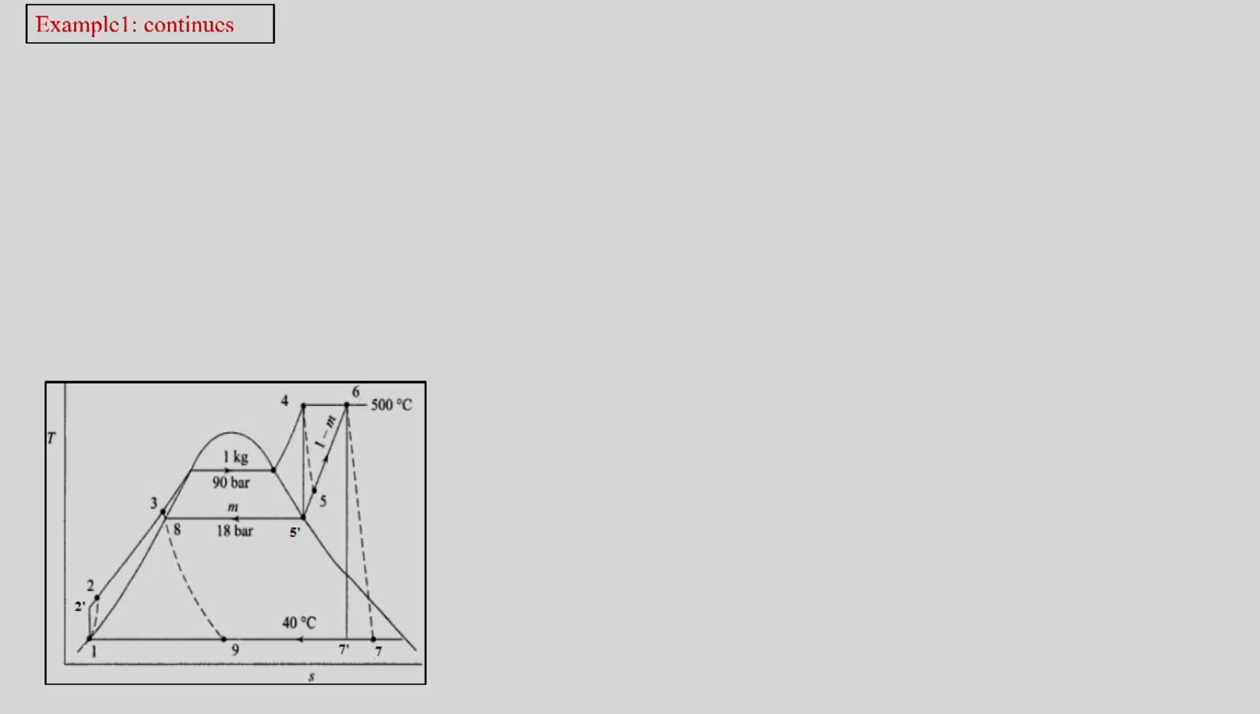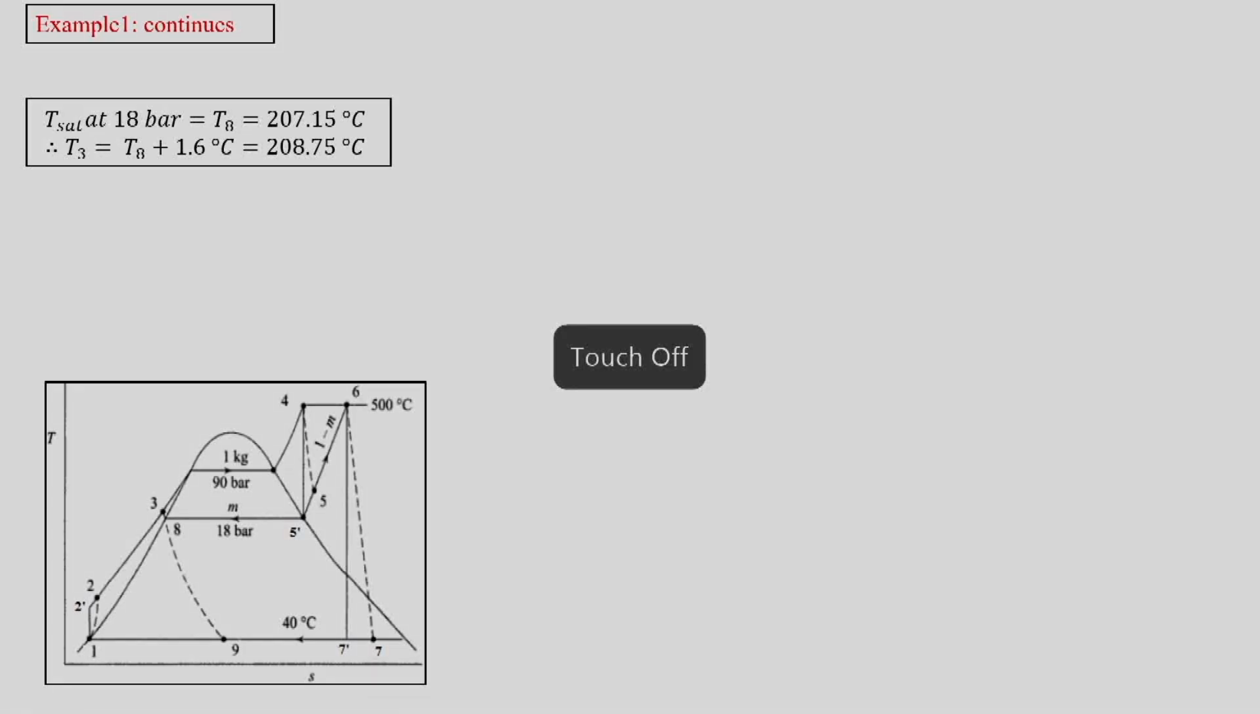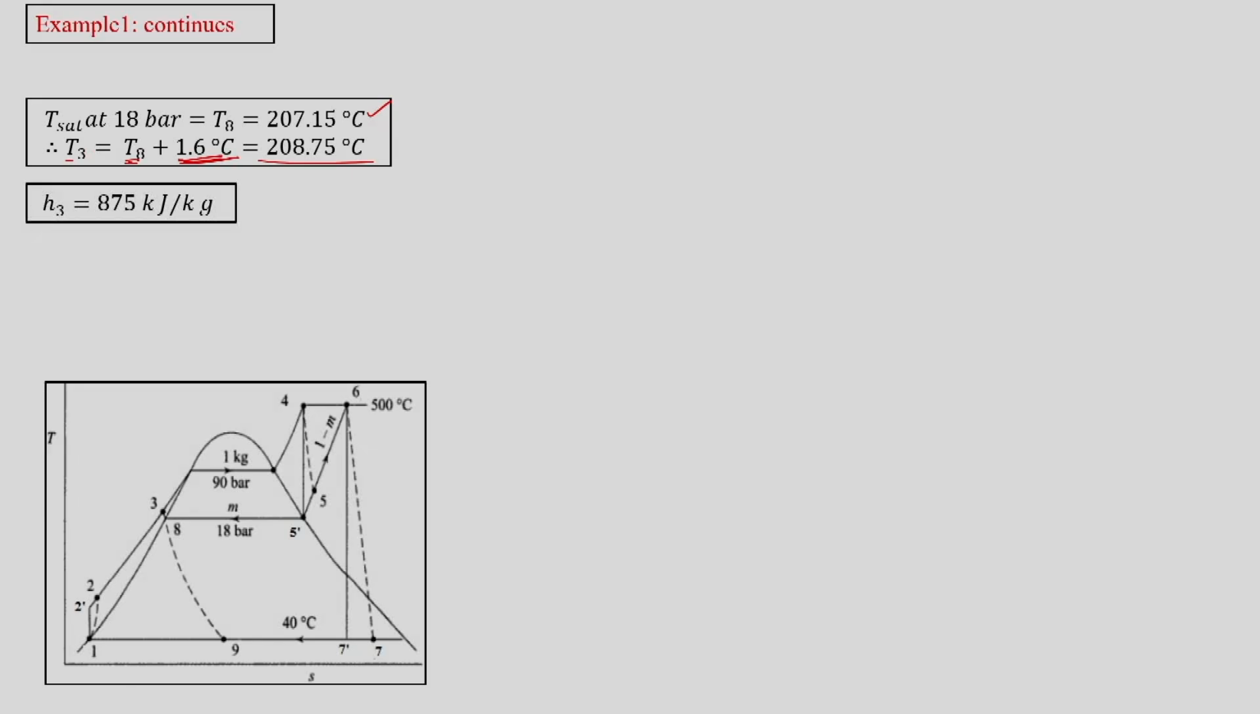So example 1 is continued. Now 18 bar pressure has a saturation temperature of 207.15 degrees Celsius. We had also seen that TTD is given to us. So the saturation temperature plus TTD is the temperature at T3. This will be useful to us to find out the enthalpy at 3. But this enthalpy is the subcooled enthalpy corresponding to 90 bar liquid water.